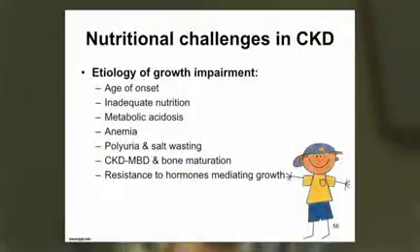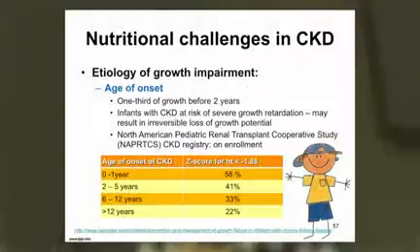There are many causes: the age of onset, inadequate nutrition, metabolic acidosis, anemia, polyuria, and salt wasting, metabolic bone disease and bone maturation, and the resistance to hormones mediating growth. And I'm not going to go into all of them, but we will look at some of them. The first one is the age of onset, of course.